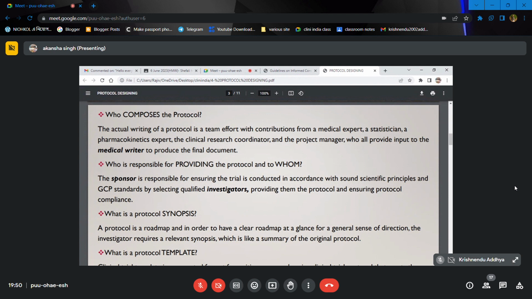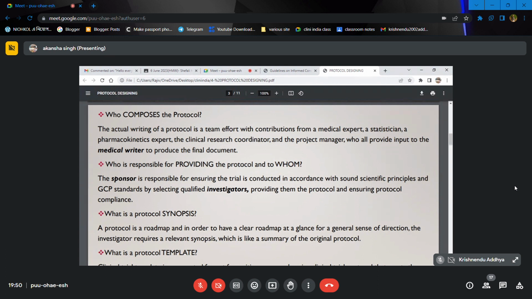What is a protocol synopsis? Synopsis is, you can say, a protocol summary. A protocol is a roadmap. In order to have a clear roadmap at a glance, for a general sense of direction, the investigator requires a relevant synopsis, which is like a summary of the original protocol. When we talk about detailed things, what happens when, as a sponsor, you keep yourself in the place.